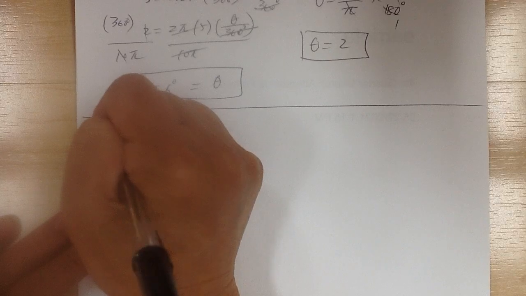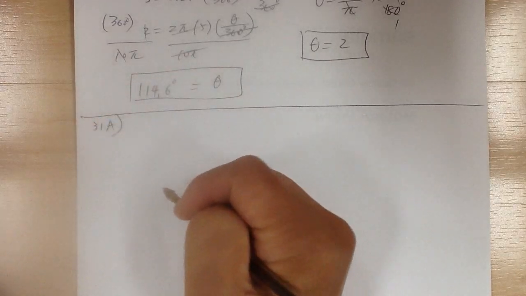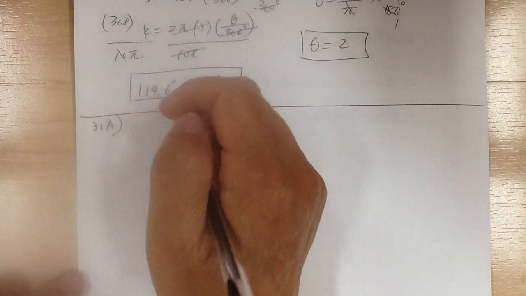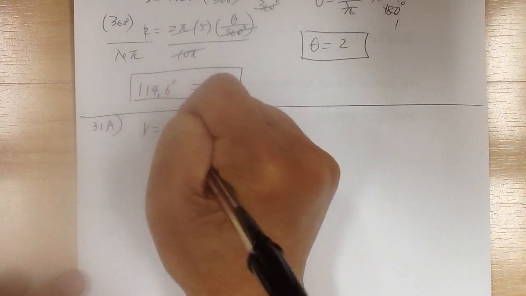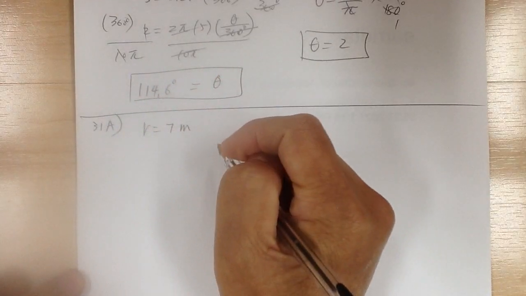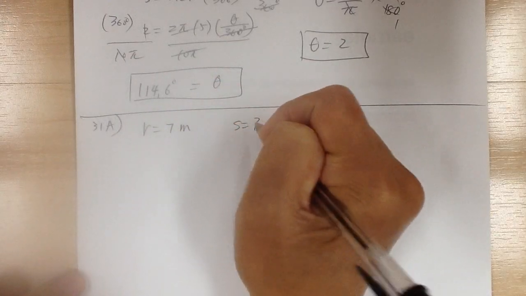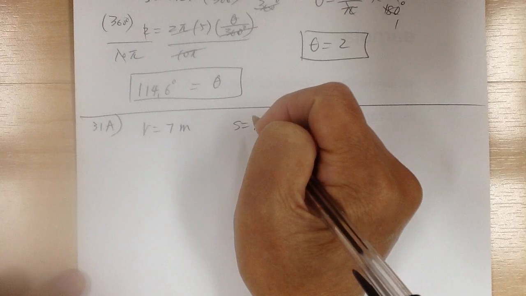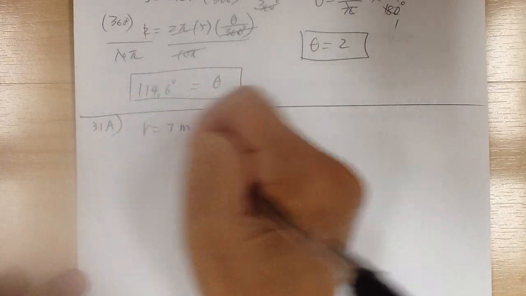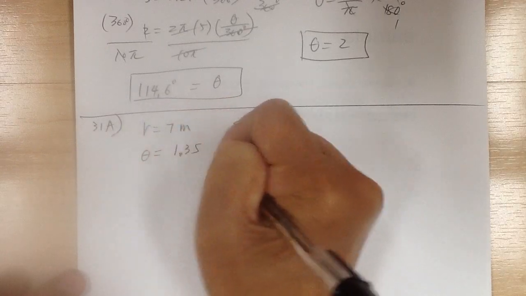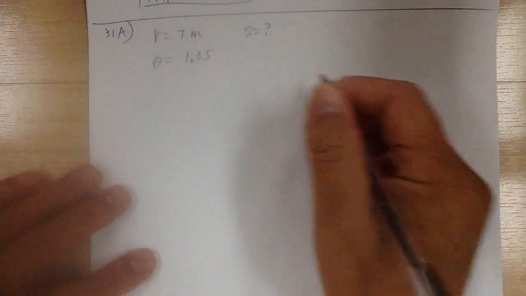Okay, number 31a. Same thing. The circle with radius of 7 meters. Find the length of the arc. So you're looking for s, with the angle theta equal to 1.35 radian. So you can start with your formula.